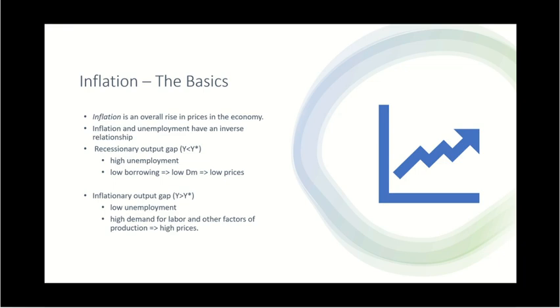And then when there's an inflationary output gap, that's when the actual Y is greater than potential Y star, or Y prime. And so that causes low unemployment. So most people have jobs, they're working, but there's a high demand for labor and other factors of production. And so that makes high prices. So everyone's working, but they've got to pay those high prices. And that's what causes inflation. And that is inflation.